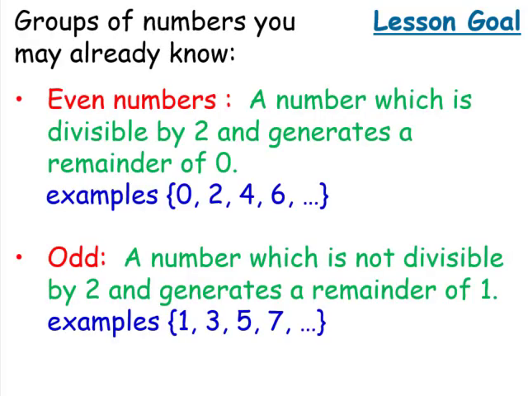You may have guessed even numbers. Even numbers are numbers which are divisible by 2 and generate a remainder of 0. Examples are 0, 2, 4, and 6. Odd numbers are numbers that are not divisible by 2 and generate a remainder of 1. Examples are 1, 3, 5, and 7.